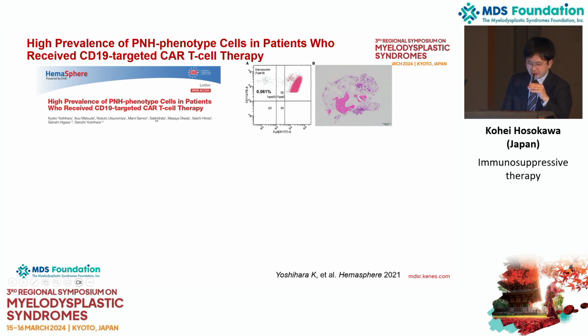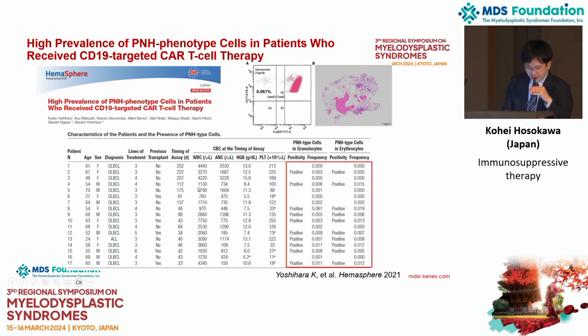Interestingly, these PNH phenotype cells are detected in patients who received CD90 targeted CAR T cell therapy. This is a recent publication from another Japanese group. We sometimes see bone marrow failure after CAR T cell therapy, which is clinically problematic. When we perform a bone marrow biopsy, we see a very fatty bone marrow, and when we check PNH type cells by flow cytometry, we could detect this minor PNH clone.